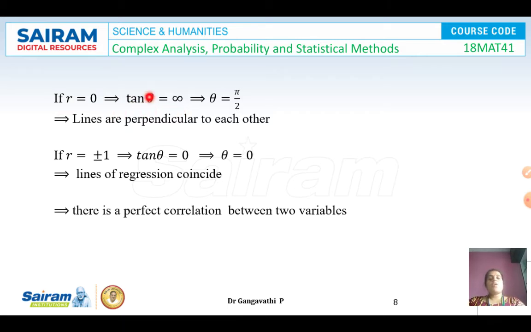So when r is 0, tan theta is infinity, so theta is equal to tan inverse of infinity. Tan inverse of infinity is pi by 2. This means that the angle between the lines is 90 degrees. It means the lines are perpendicular to each other.